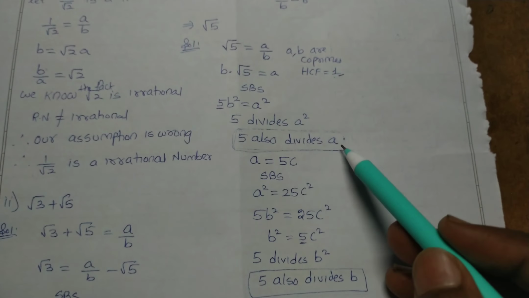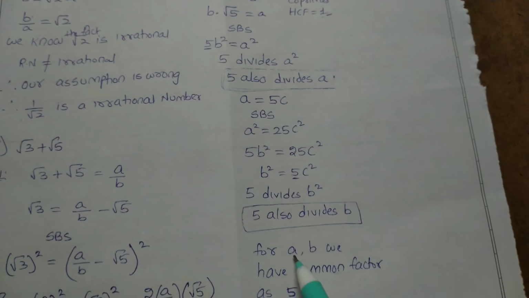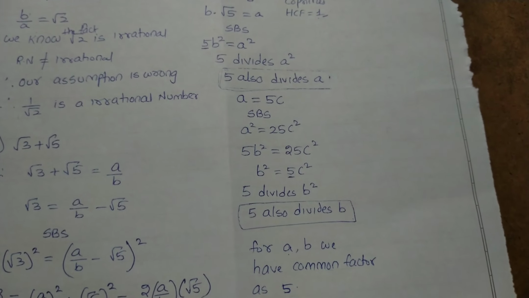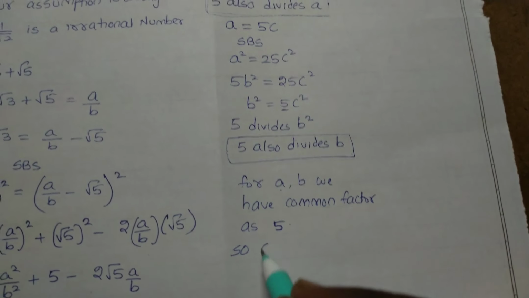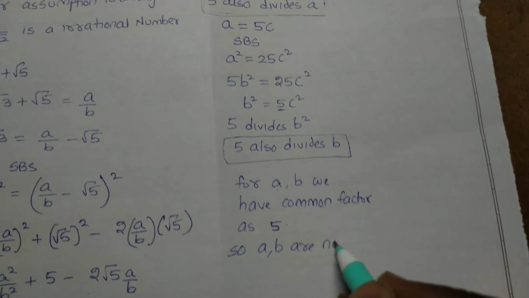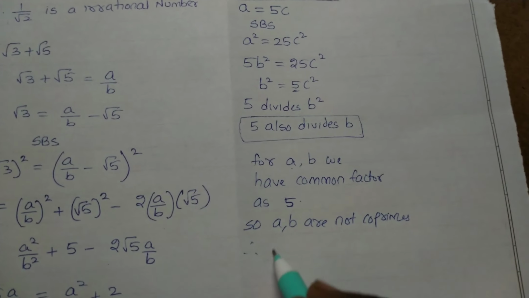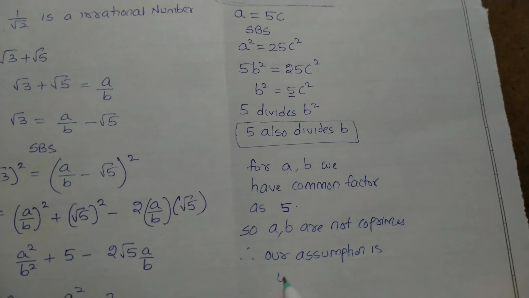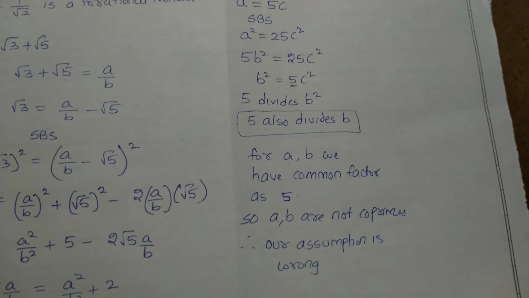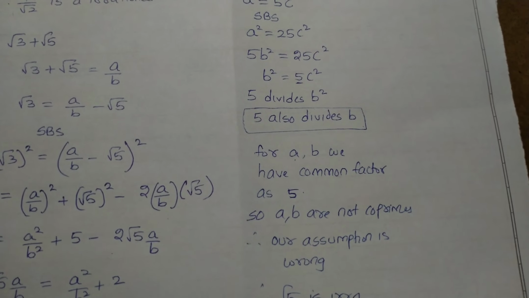So 5 divides a, 5 also divides b, so that's why we have common factors. That means a and b have common factor 5 other than 1. So a, b are not co-primes, therefore our assumption is wrong. Then what is correct? Therefore root 5 is irrational.